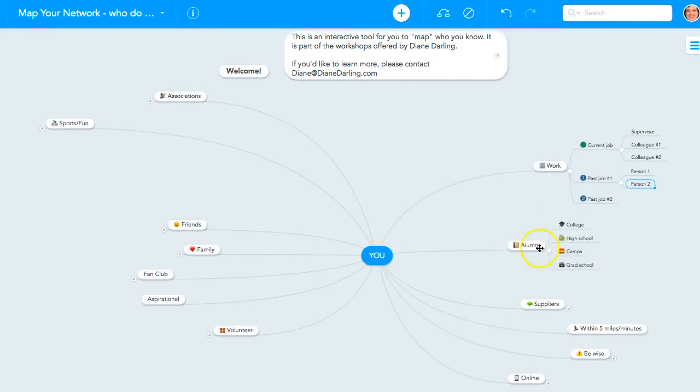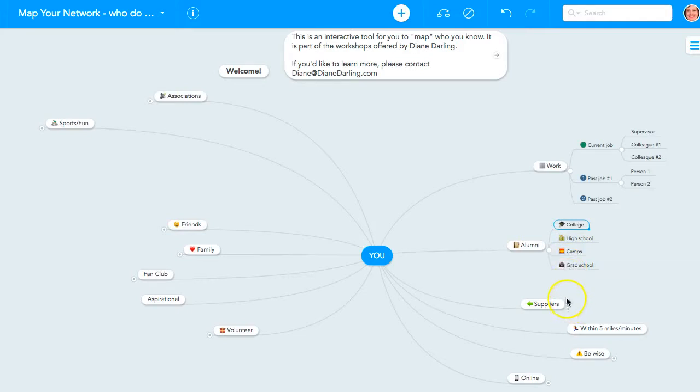Then also do the same thing with alumni. Who did you know in college? Who was a roommate? Who is somebody who you were in school with? Who was maybe somebody who you studied with? Also same with high school. A number of people I find have loyalties to their camps or graduate schools.